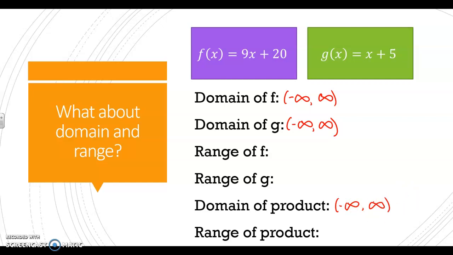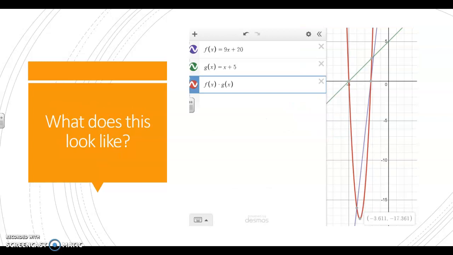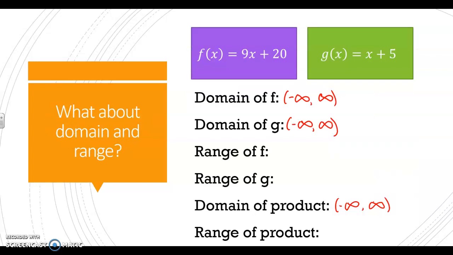Now we look at the range. So remember, range is your y values, all your potential y values, your lowest point to your highest point. Again, with f and g, since we have lines, our lowest and highest points are going to be the infinities because we extend forever in the positive and negative y direction. So our range of f is negative infinity to infinity, and then our range of g is negative infinity to infinity.